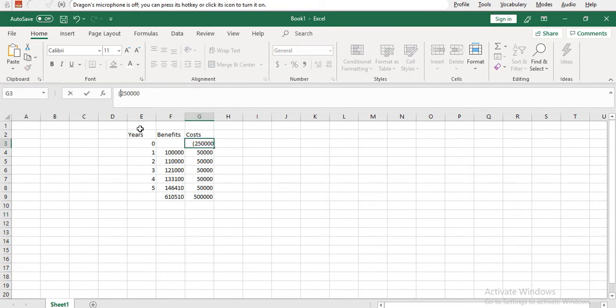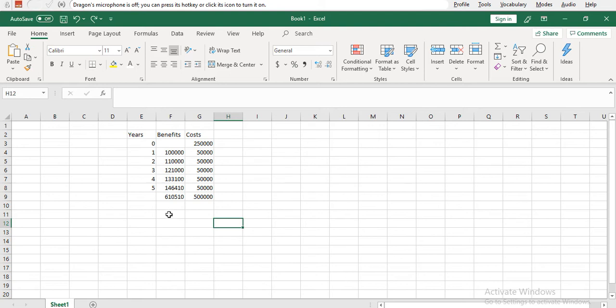So these costs should be in minus, minus 250,000 and so on. These are negative figures because we need to deduct them from benefits.